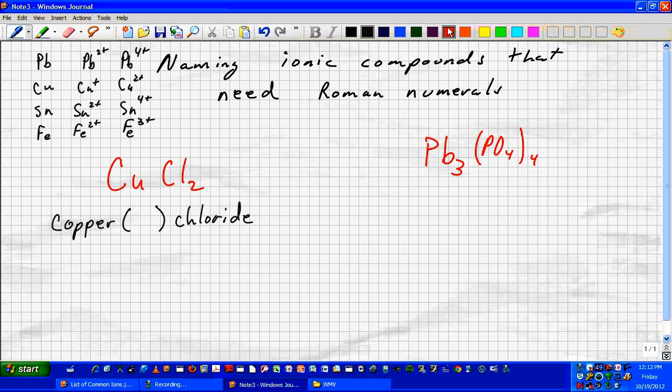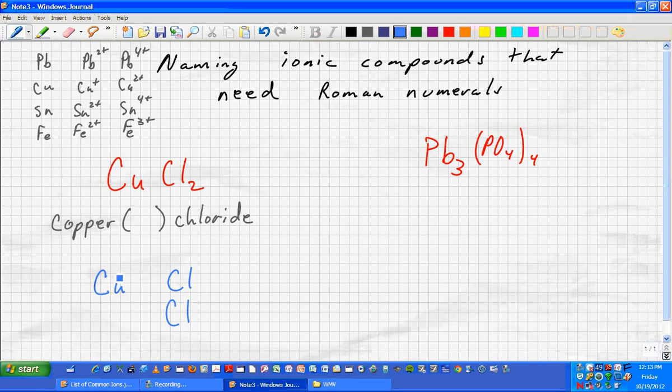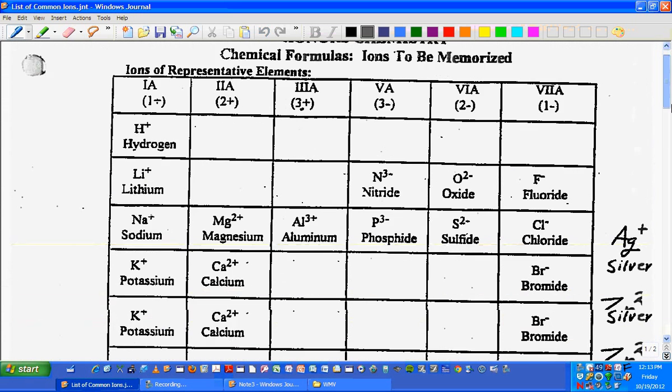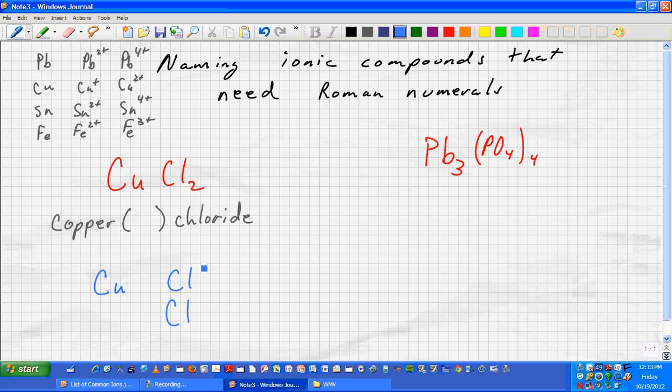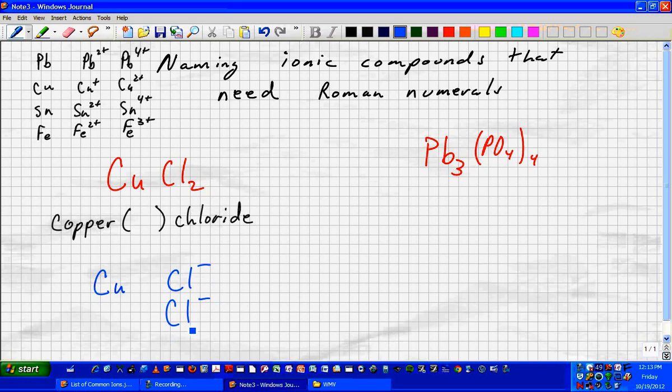Well, now I've got to figure out which one I've got, copper 1 or copper 2. So what I'm going to do is go to the formula. I'm just going to write down the ions as many times as the subscripts indicate. There's no subscript here, so I'm only going to write copper once. Chloride has a subscript 2, so I'm going to write that twice. I still don't know what the charge on this is, but if I go to my list of common ions, I can see that chloride is a -1, and that's always true. So this is going to be a -1, that's going to be a -1. So this totals up to a -2.